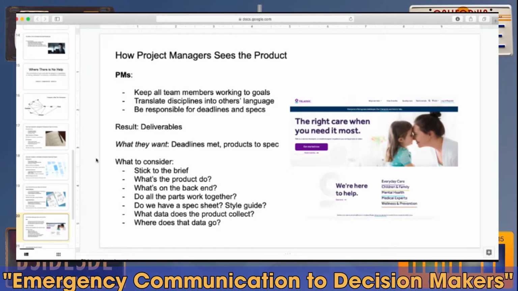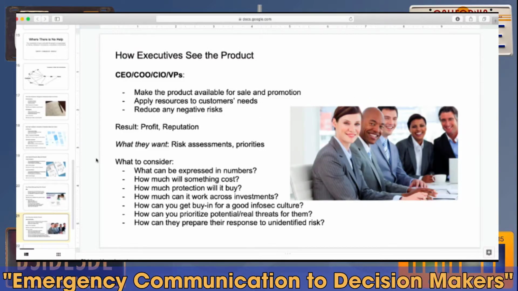Do all of the parts of an app, especially if it is related to a medical device or data collection unit, work together? And what are all the specifications that are related? And then finally, as we run out of time, how executives often see a project or a product.